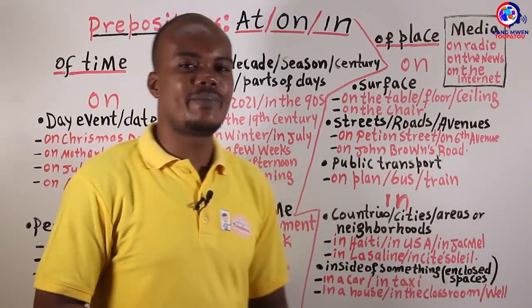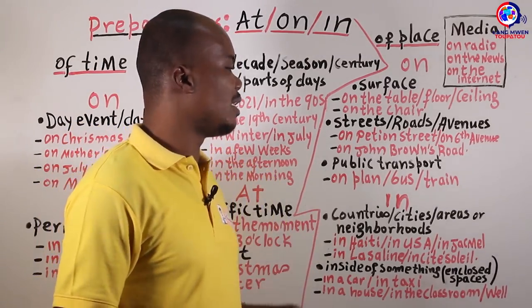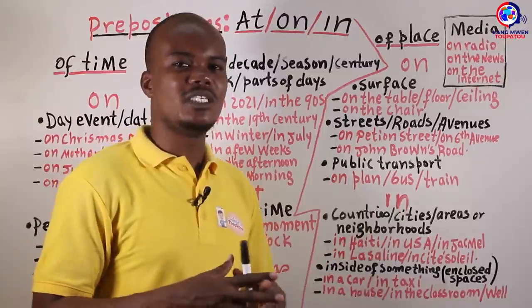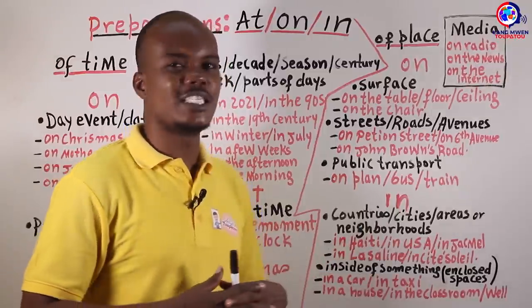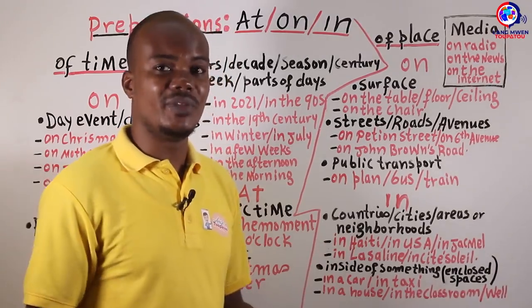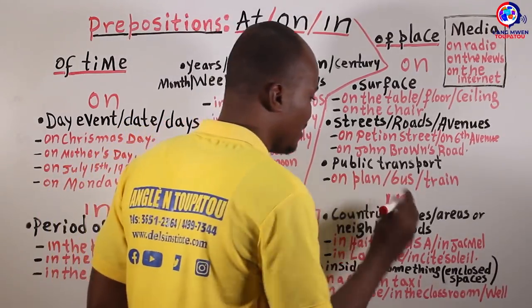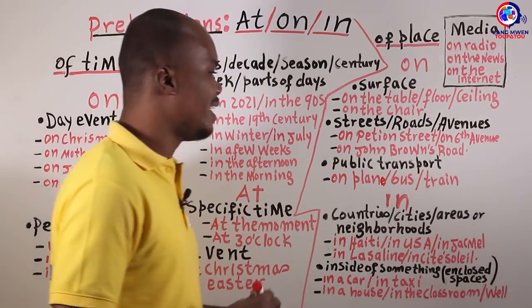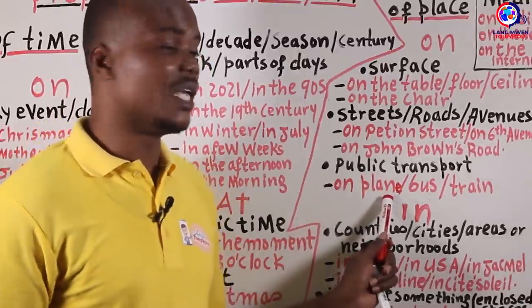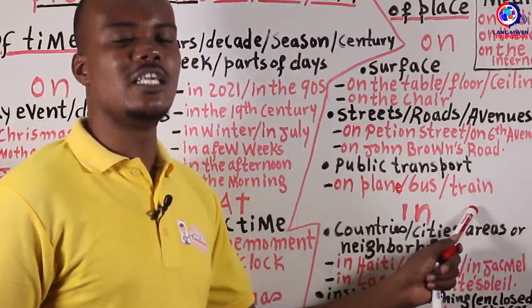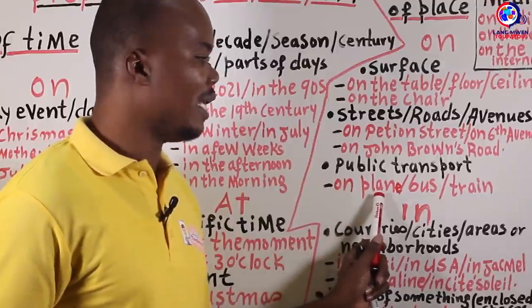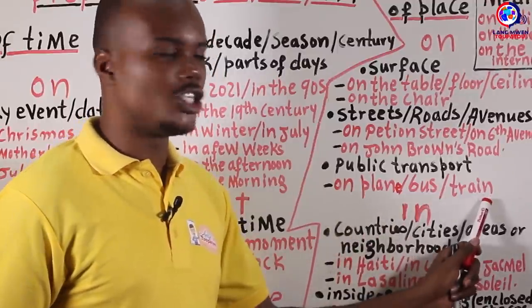And next, you can use preposition on for public transport. On peut utiliser la préposition on lorsqu'on parle de transport public. Like you can say on plane, I put plane. It's not plane, it's plane. I forget to put E. Now, you can understand, on plane, you can say on bus, you can say on train, okay? On train, on plane, on bus, on train.